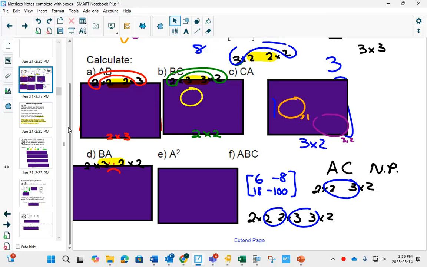Something to play around with. Does it matter? Do I have to do A times B first and then multiply by C? Or what if I did B times C first and then multiply by A? Would it work? You could play around on your calculator and find out. We already found out with matrices that A times B and B times A is not the same thing.